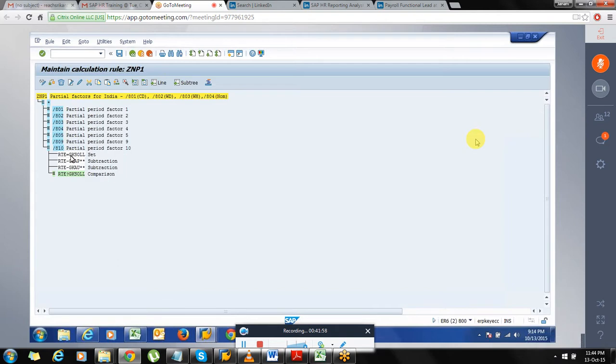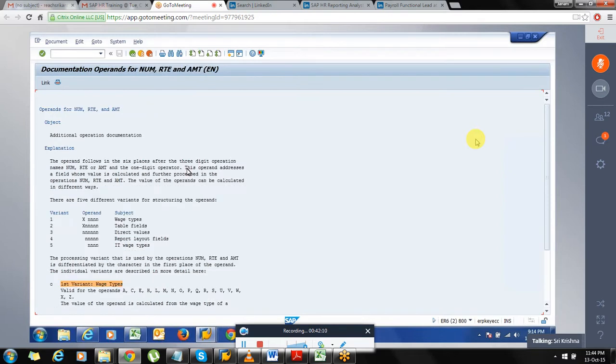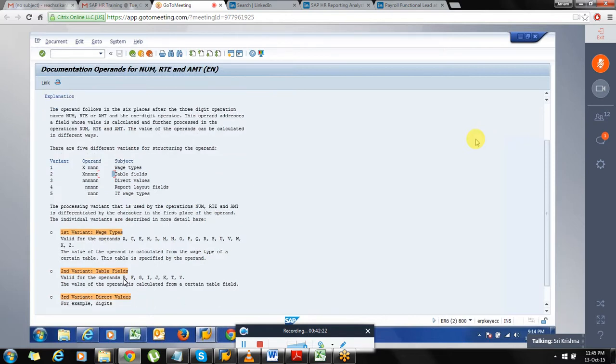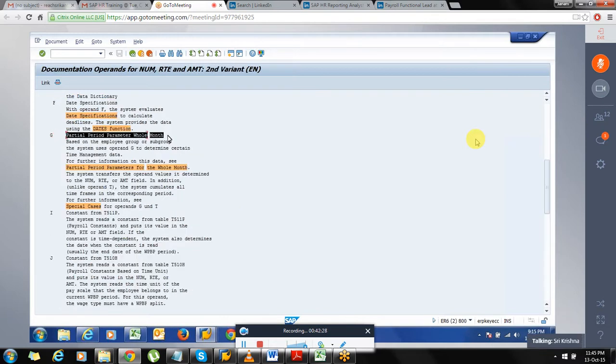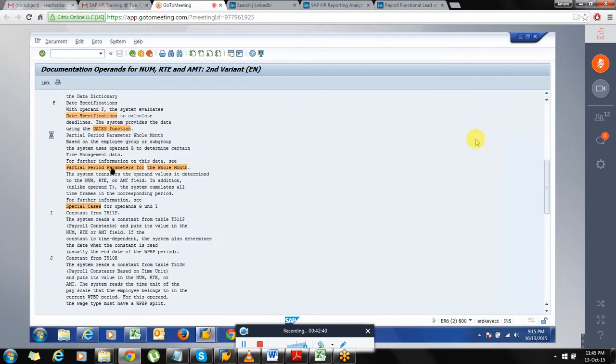I just pressed F1 and I'm going to the operands, and I'm using G, or here somewhere you can see Z. If you see the second operand, this one I am using. So I'm clicking on this Z and searching for Z over here. The Z itself stands for partial period parameters for the whole month. It's not for a partial month. Similarly we have T, which is for partial period parameters if there is a split. That is why I have used G.